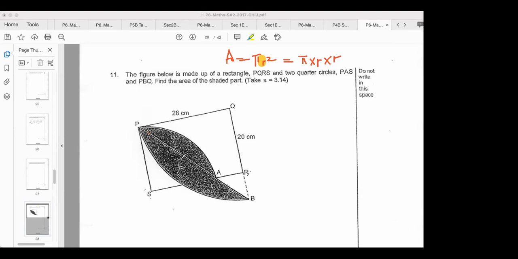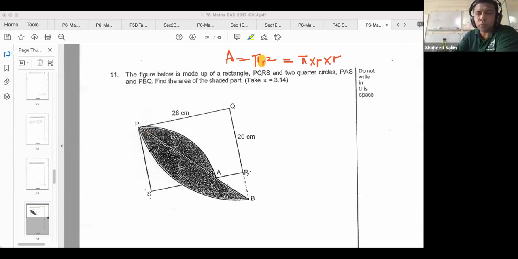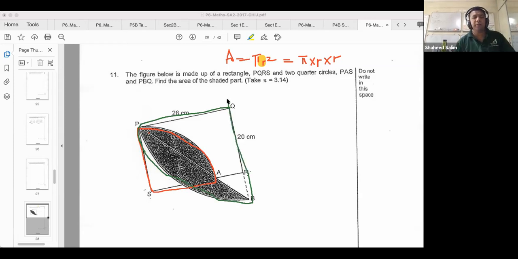Mr. Shahid, which one is the 2 quarter? Down here is 1/4. See 1/4 here? This 1/4. This one now is the other quarter. Can see another quarter now. Are you able to see? Can?